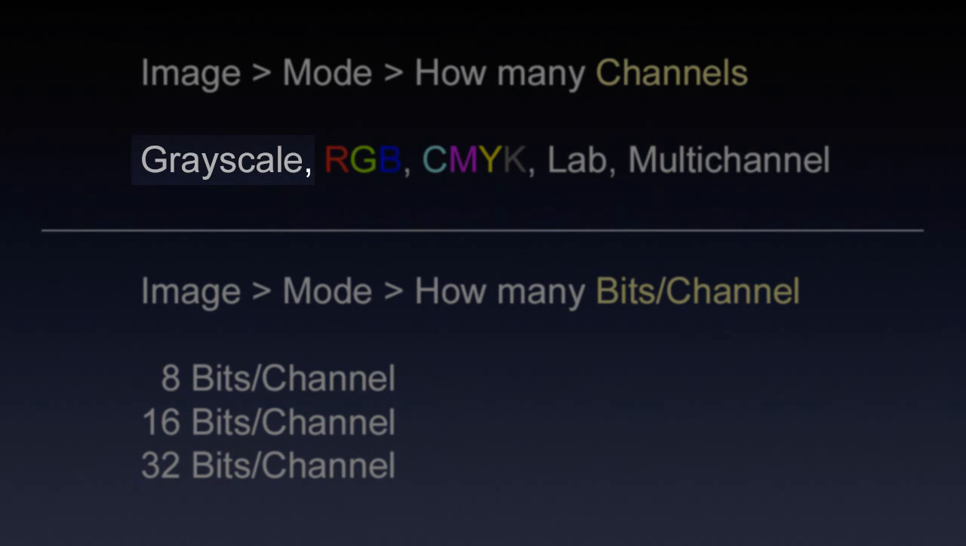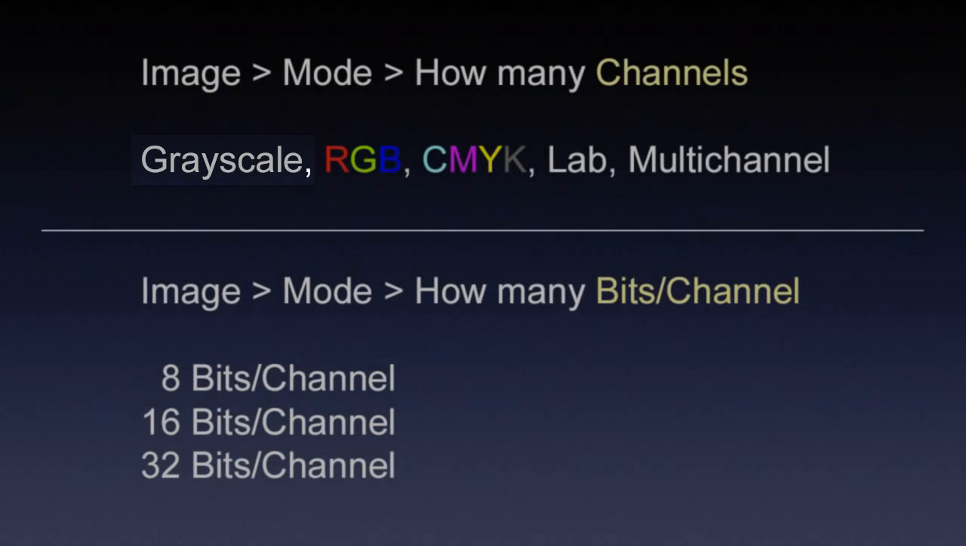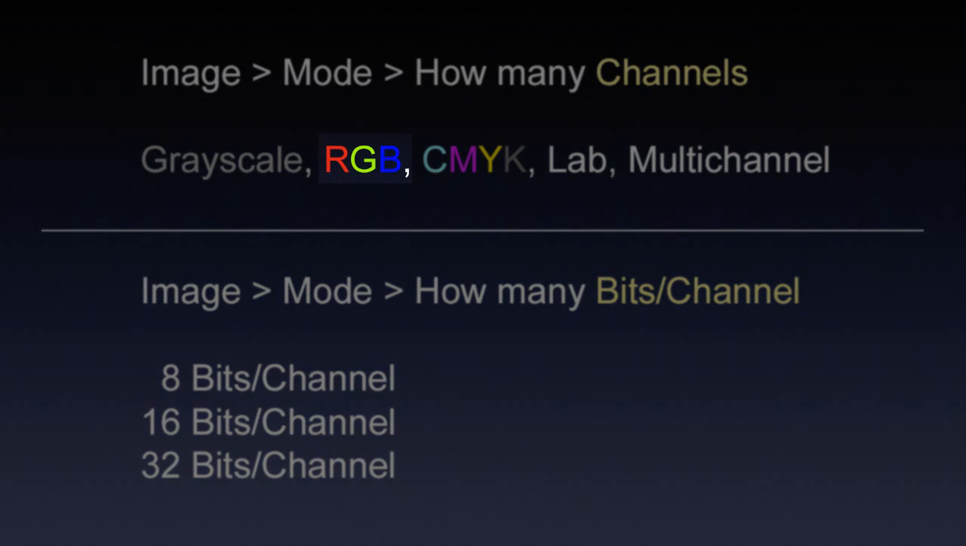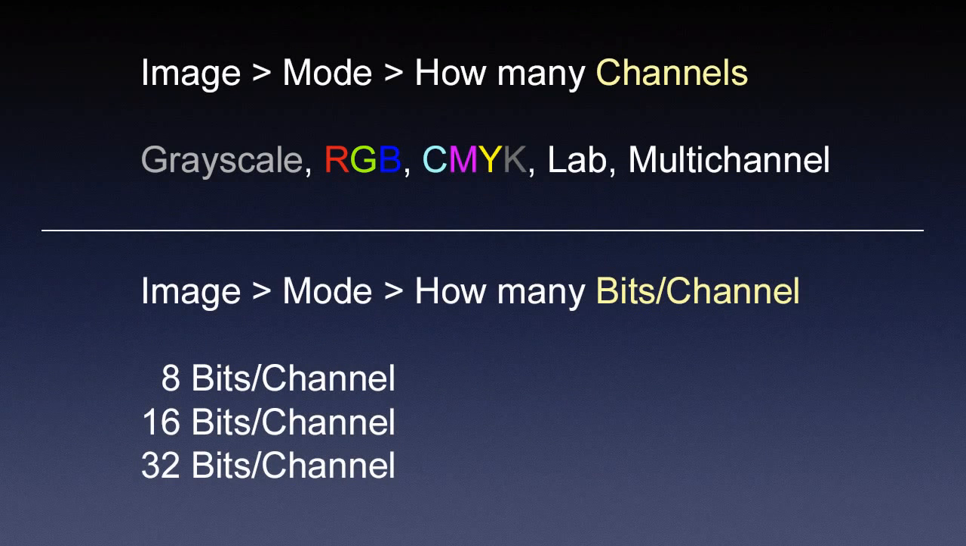Grayscale gives us 1 channel, only gray values, and for a full color image we just saw we need 3 channels: RGB, red, green and blue. And those are the only 2 options that are going to concern us in this video, as we explain later.